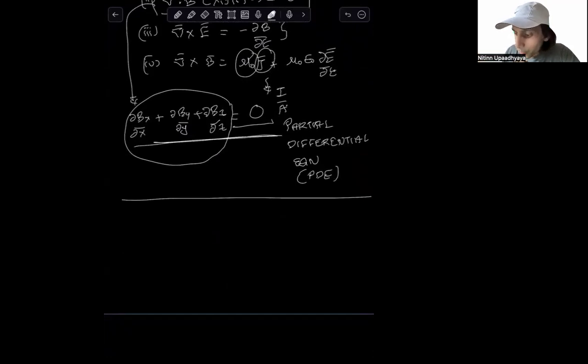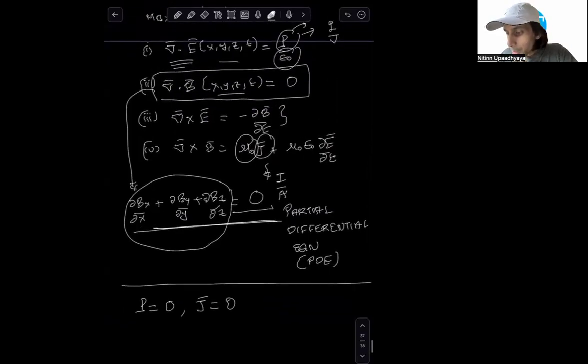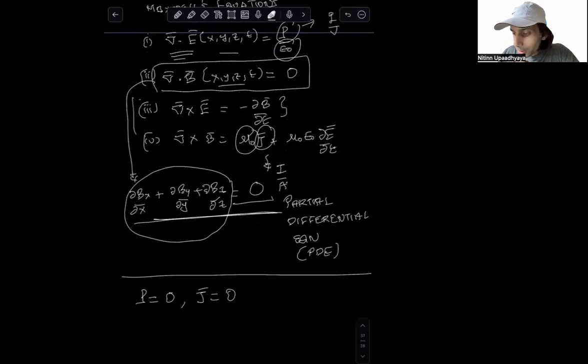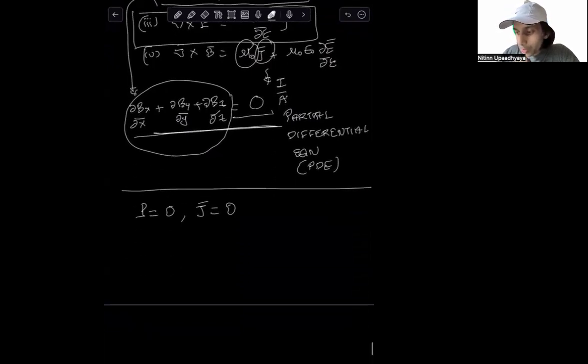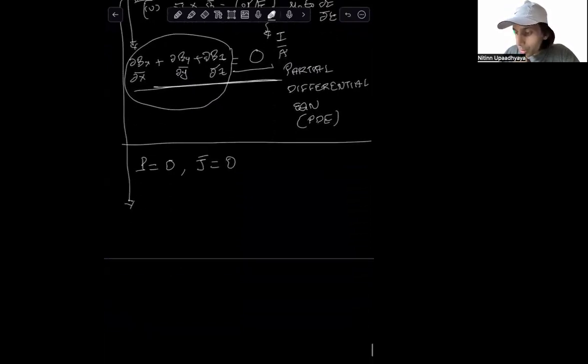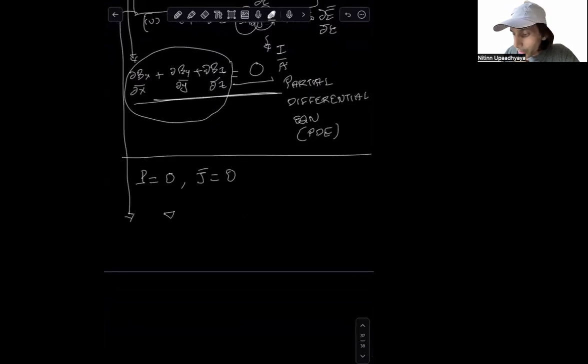That is to say, I'm going to focus on a region where rho is 0. We're going to set rho equal to 0. We're going to set J equal to 0, the current density and the charge density to 0. Now, let's look at this equation. I'm going to pick out equation number 3, which is how the curl of the electric field is related to changes, the time variation, in the magnetic field, right?